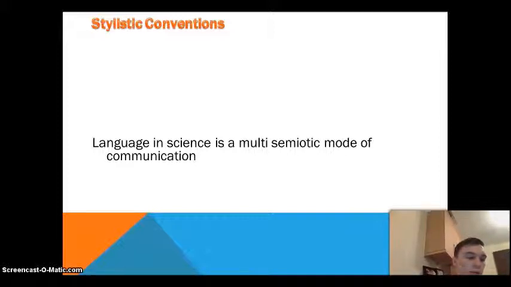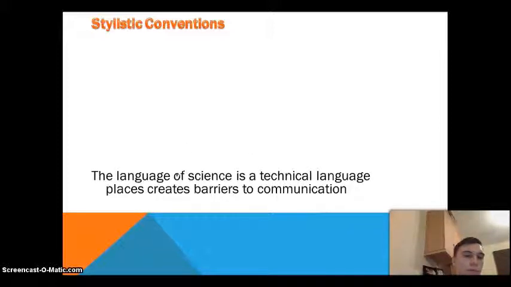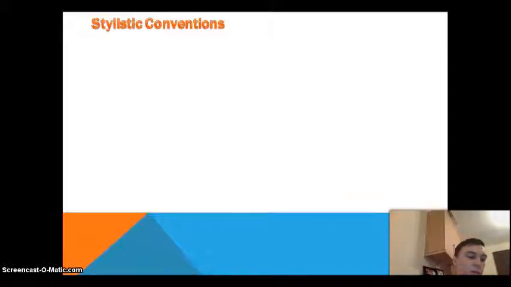Language in science is a multi-semantic mode of communication and does not use words alone to communicate meaning. Science uses graphs, charts, diagrams, symbols and pictures to communicate ideas. The language of science is a technical language and sets up barriers to comprehension, and therefore, if children cannot comprehend and understand the basics of science, then they cannot write for learning in science.